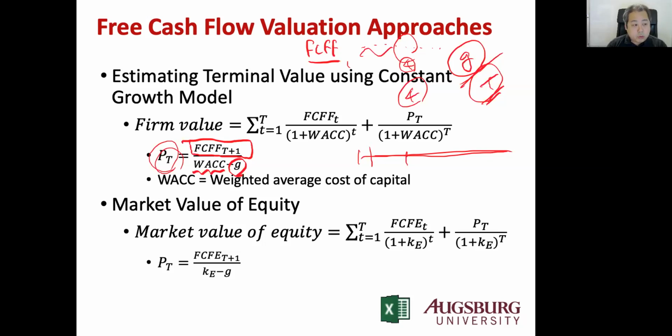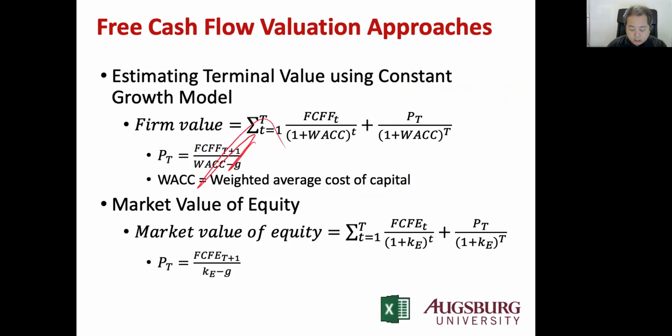Now you can also use equity. If you use the free cash flow to equity holders, then we use the cost of equity instead of WACC because this is only for equity. Okay. So this approach is called the discounted cash flow approach.